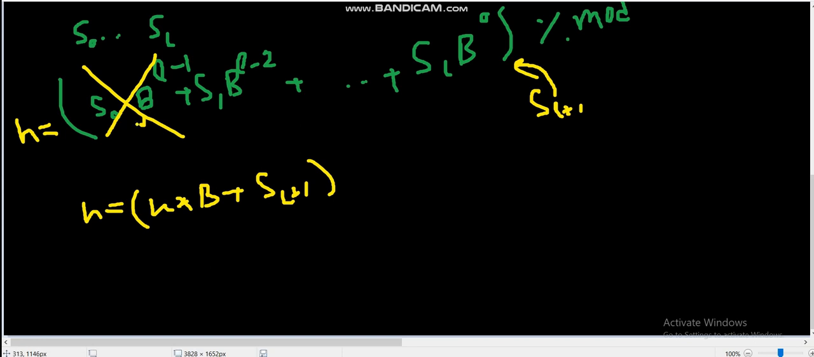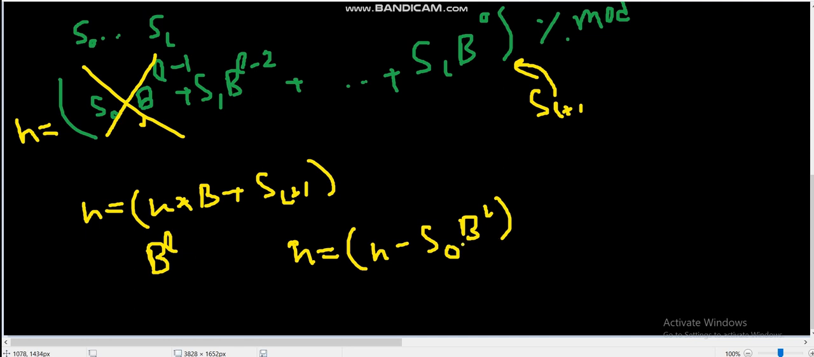So what is the power of the leftmost index? We notice that we have already multiplied it by b. So what is the power of s0? Our power of s0 is nothing but b to the power l. So after calculating this h, if the length of the string is greater than l, we have to subtract: h equals h minus s0 into b to the power l, right? After we are done with the hash, we have to check if it is equal to ah or bh, right?